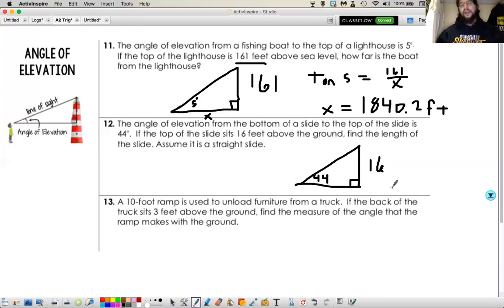With these, you're going to have to make the assumptions that the ground is flat and level, and that things that should be standing straight up are. So it's a straight slide, not one of those little curvy things. Yeah, that wouldn't be good. Look at this again. That's boring. It's the exact same problem we just did with different numbers. Tangent of 44 equals 16 over x.